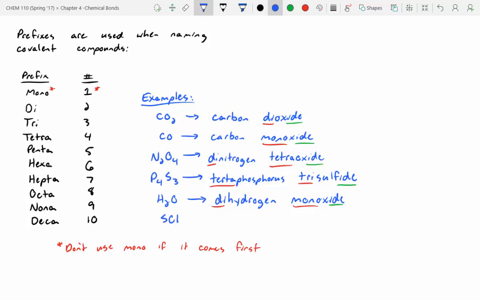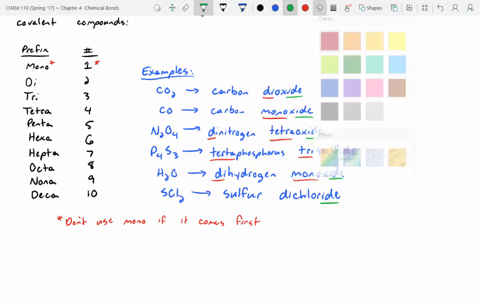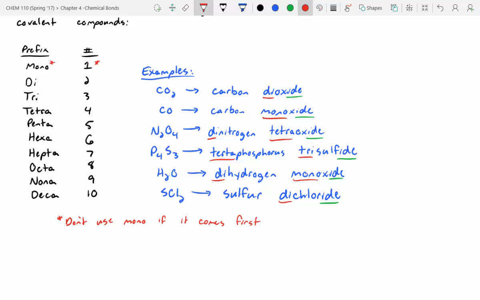Okay, and then the last one we'll do for practice is SCl2. Okay, so sulfur, we don't use mono. Di, fluor, and then what goes last? Ide. Okay. So really naming covalent compounds is pretty straightforward. We will get into naming organic compounds later on in this term. However, for right now, try to use this naming convention as much as possible. It's really simple and easy.